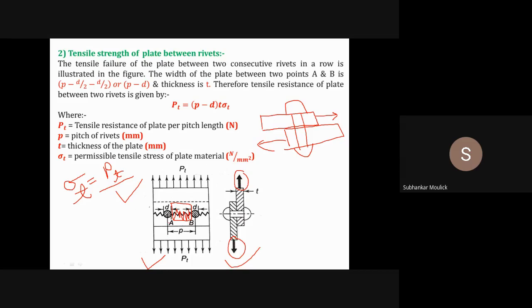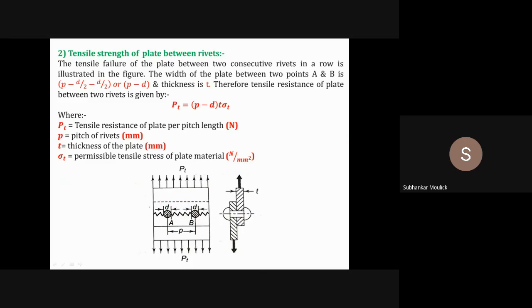I know that the center to center distance of two consecutive holes of rivets in a single row is nothing but the pitch. So this is your pitch P, and this length will be d by 2 and this will be d by 2. So this particular length will be P minus d by 2 minus d by 2, which is nothing but equal to P minus d. Yes or no? Yes, sir. Yes, sir.